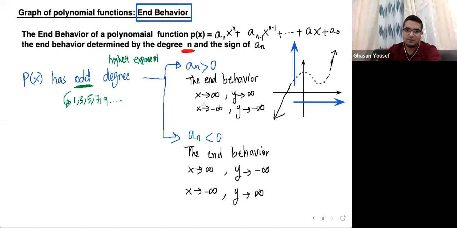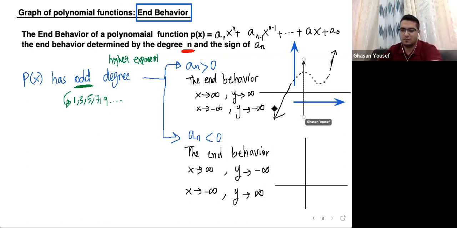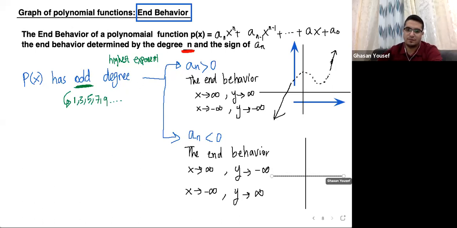So if I need to graph this function to learn more, this is my x-axis. This is my y-axis. When x goes to infinity, the y goes to minus infinity. It's supposed to go down, like this, to minus infinity. And here, when x goes to minus infinity, the y goes to infinity, to the positive.